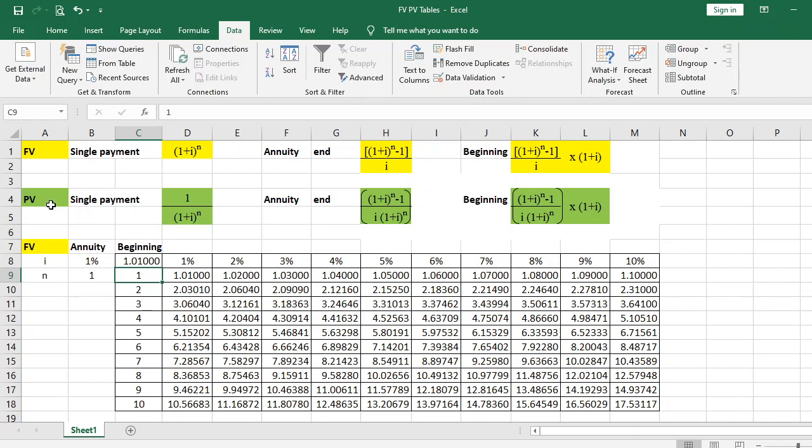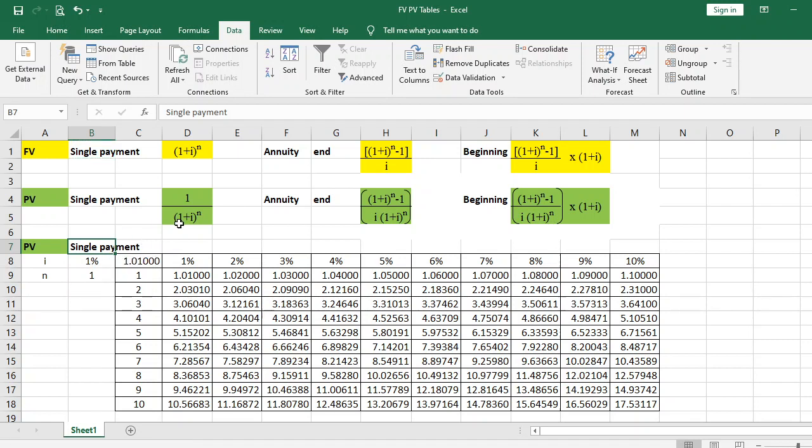Let us move on to the next, namely present value. So let me copy this and paste it here. Present value. Okay, then let us go for single payment. Single payment. Now, what is present value? It is the current value of a future sum of money or cash flow given a specified rate of interest or return. So let us create the present value table for single payment.